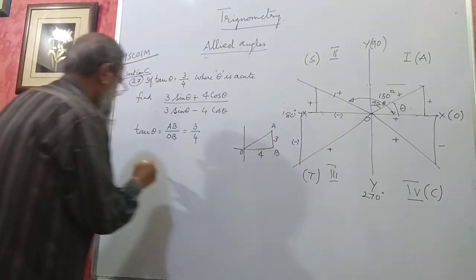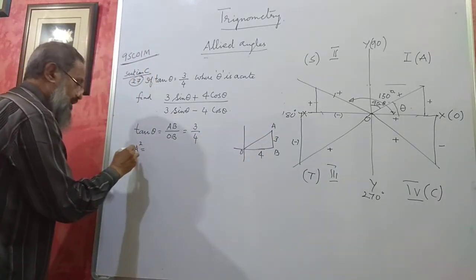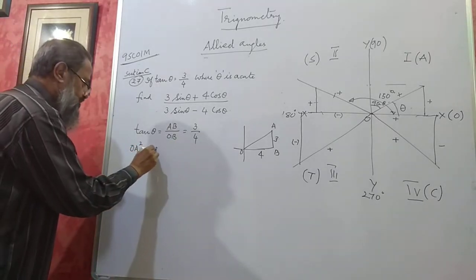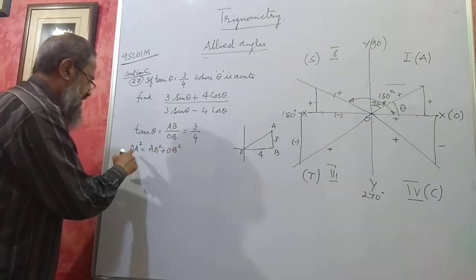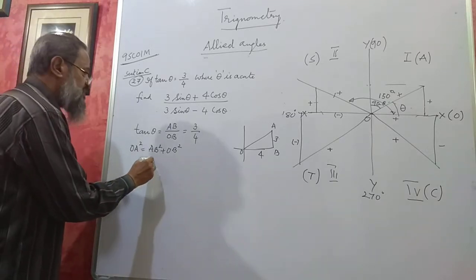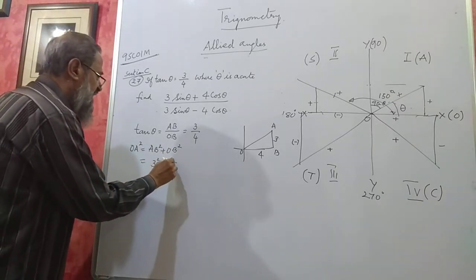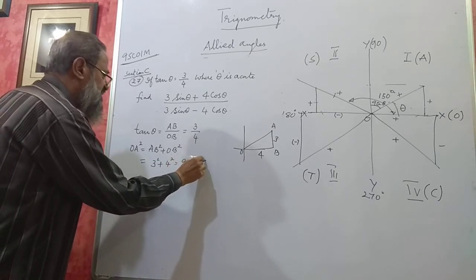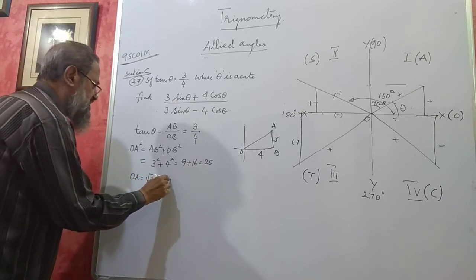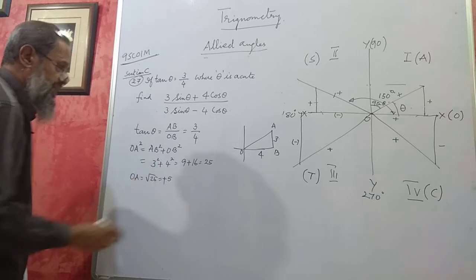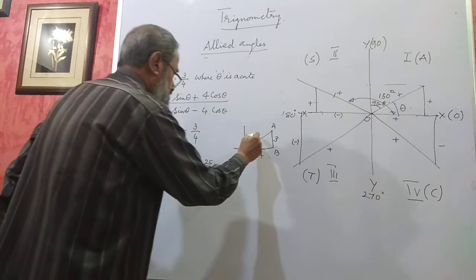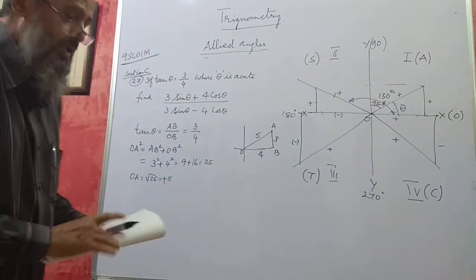Now, I don't know OA. Again, applying the Pythagoras theorem, I want OA. So I have written OA this side. OA square will be equal to AB square plus OB square. The square on the hypotenuse is equal to the sum of the squares on the other two sides. One is 3 square plus 4 square. It is 9 plus 16. That is 25. So OA will be root of 25. It is plus 5. The hypotenuse will always be positive, irrespective of whether it is in the first quadrant, second quadrant, or third quadrant. So this is 5. So I got all the three sides now.